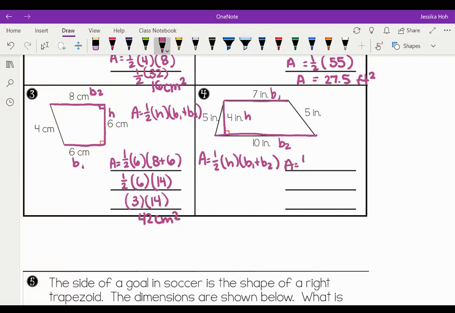So area equals 1/2. My height is 4. My bases are 7 and 10. This gives me 17 times 4 times 1/2. 4 times 1/2 gives me 2, times 17 gives me 34 inches squared. Make sure we are including our units.